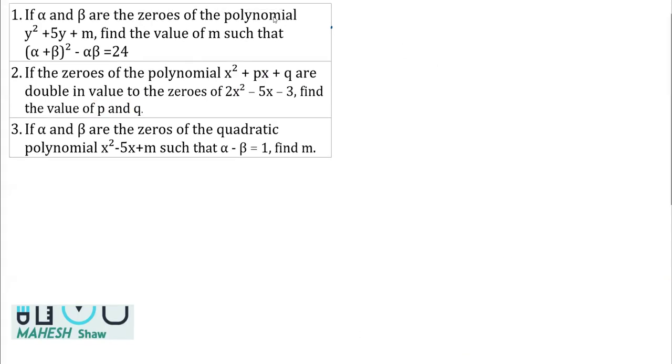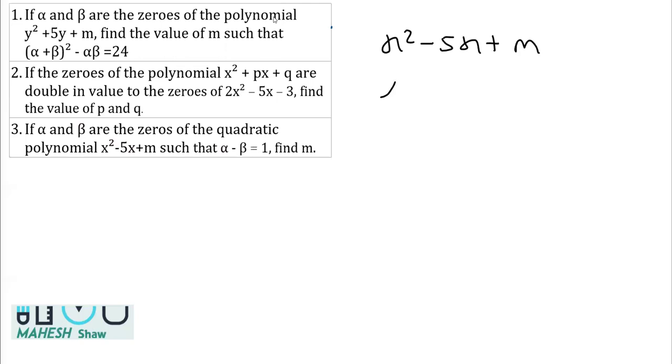Now the final and last part says if alpha and beta are the zeros of this quadratic polynomial, the polynomial is this. Moreover, it is given that alpha minus beta is 1. We have to get the value of m. So the polynomial is x square minus 5x plus m.